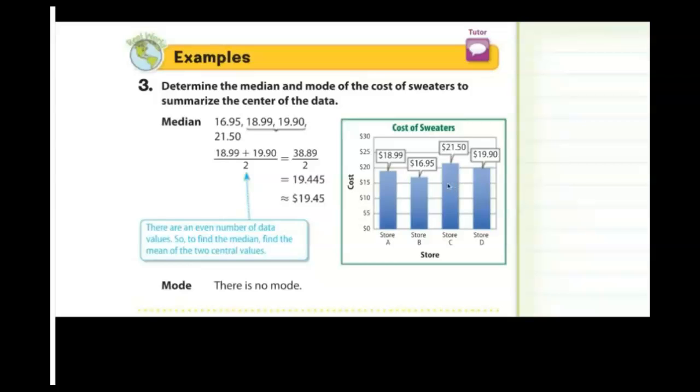Okay, now here's where it becomes a little more challenging, because if you look, we have a chart here about the cost of sweaters. You've got 4 bars. That's not an odd number. So what's going to happen if we want to find the median? We're still going to put it in order from least to greatest.